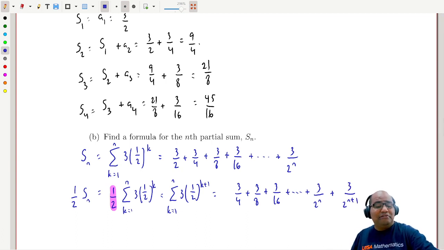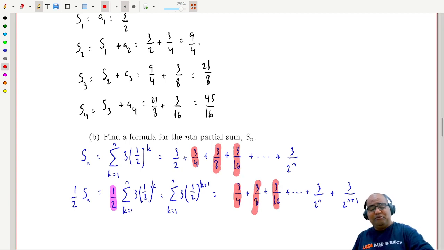And now take a look here, okay? Take a look and notice that I have this 3/4 here. That's in both of them. 3/8 is in both. 3 over 16 is in both. In fact, every one of those is in there, right? So notice what we have here. We're going to do something very clever.